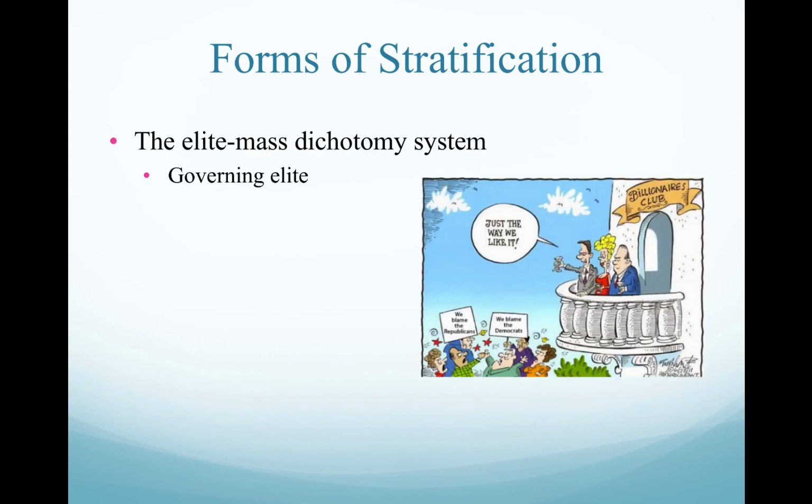The elite mass dichotomy system is a system of stratification that has a governing elite, a few leaders who broadly hold the power of society. This is also called oligarchy, and oligarchy means power in the hands of a few. There are two ways to think about this elite mass dichotomy. One is from Vilfredo Pareto, and he thought that the masses were better off in such a system because the most skilled and talented people will reach the governing elite.